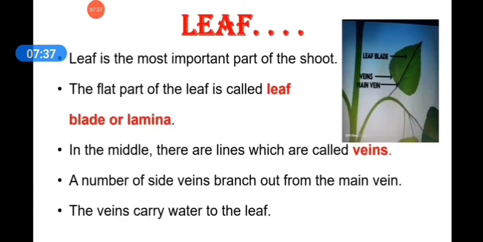Now come to our next topic. It is leaf. Leaf is the most important part of the shoot. The flat part of the leaf is called leaf blade or lamina. This portion is called leaf blade or lamina. In the middle there are lines which are called veins. A number of side veins branch out from the main vein like this. The veins carry water to the leaf.